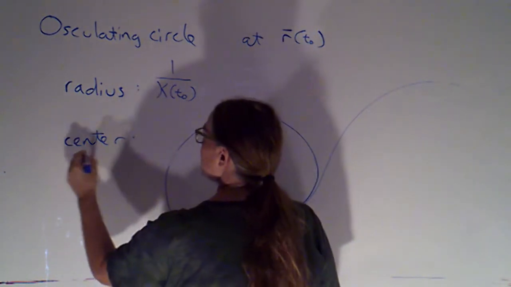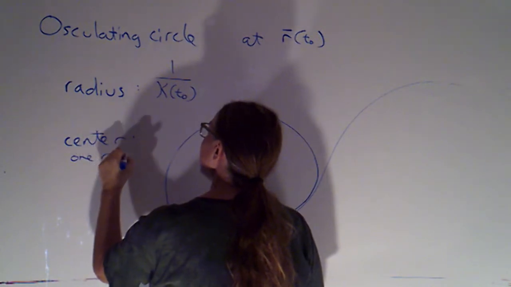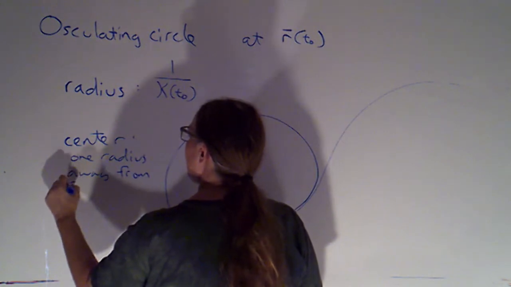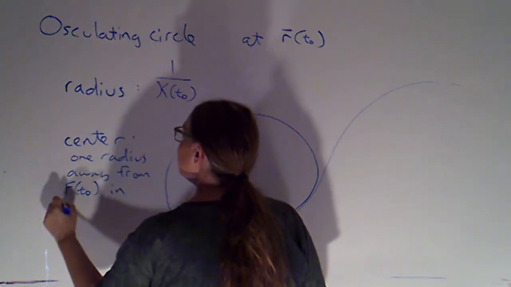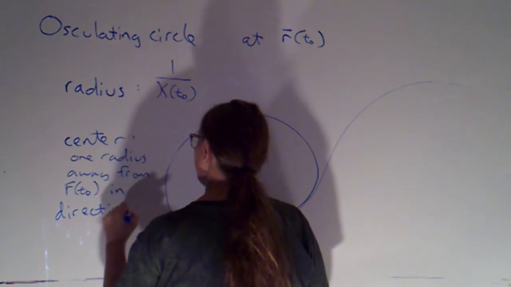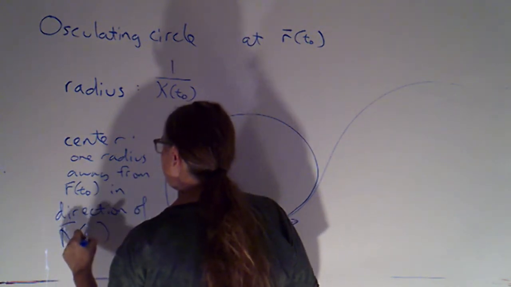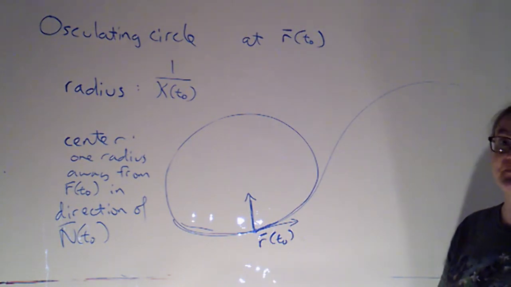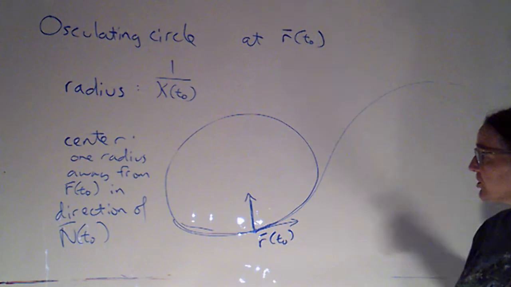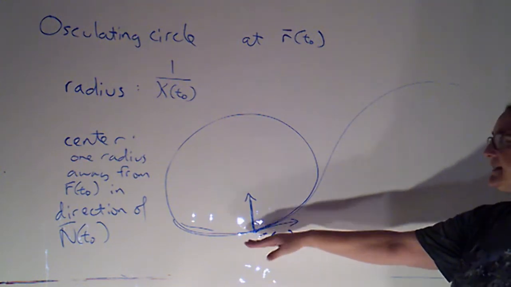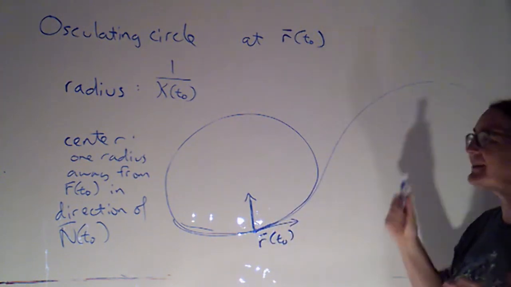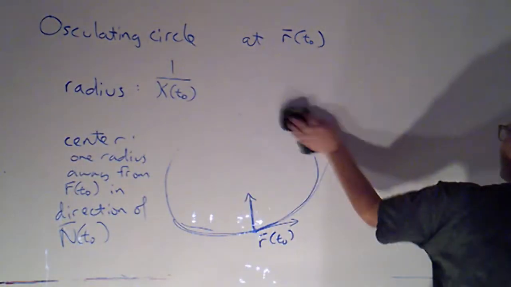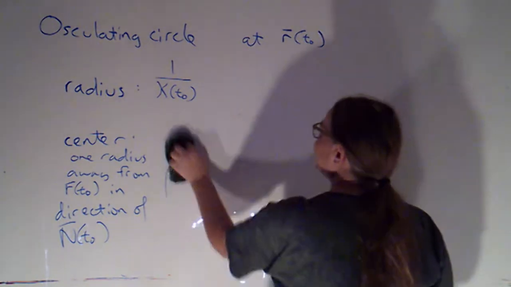So this will be 1 radius away from r of t naught in the direction of the unit normal vector at that particular point. That's going to give us the circle that passes through that point. It's going to have the same tangent and normal vector and the same curvature as the curve does at that point. So it really is like the round version of a tangent line.